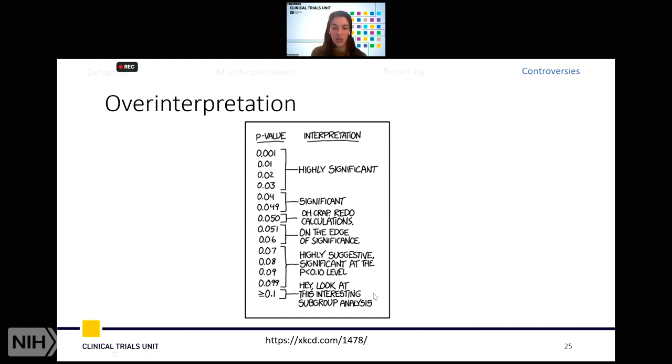And greater than 0.1, hey, look at this interesting subgroup analysis. So again, there's some truth to this. Obviously, we can think about a p-value as being a continuous level of evidence, as I said, but with this highly suggestive or significant at a different level that we would maybe pre-specify normally, this is where you get kind of dangerous interpretations.